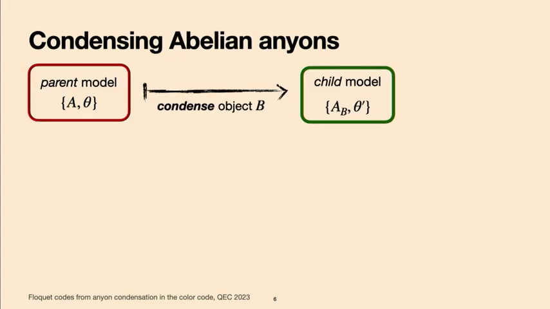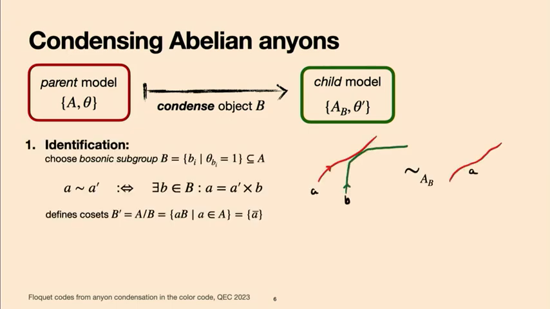Condensation in an abelian anyon model is a way to derive, in a sense, a smaller anyon model, which we call the child model, from a bigger anyon model, the parent model. And it's solely defined: given the parent model on the left, defined by some group and spins, you condense an object B, and that uniquely defines what the child theory will be. To obtain which child theory you will obtain, you follow a 2-3-step process.